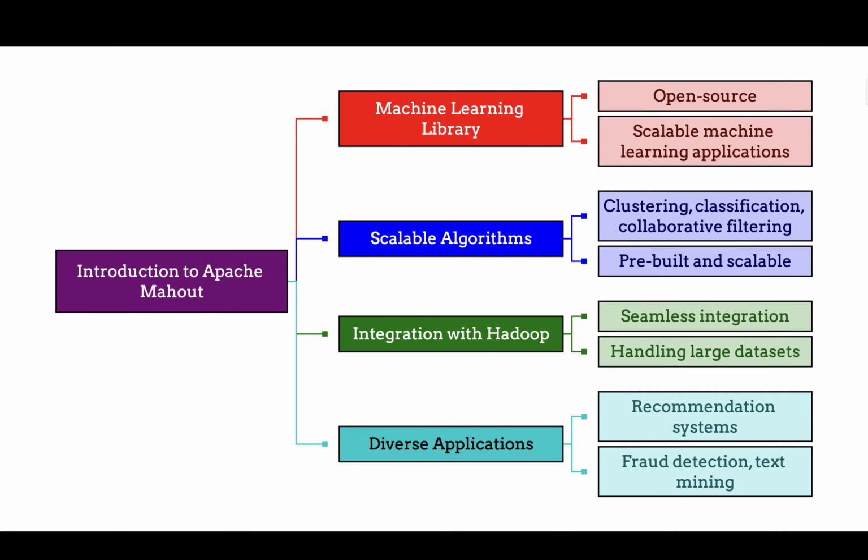Introduction to Apache Mahout. 1. Machine Learning Library. Apache Mahout is an open-source machine learning library designed for creating scalable and performant machine learning applications. 2. Scalable Algorithms. Offers a wide range of pre-built algorithms for clustering, classification, and collaborative filtering that are scalable. 3. Integration with Hadoop. Mahout integrates seamlessly with Apache Hadoop for handling large datasets. 4. Diverse applications, suitable for a variety of applications, including recommendation systems, fraud detection, and text mining.